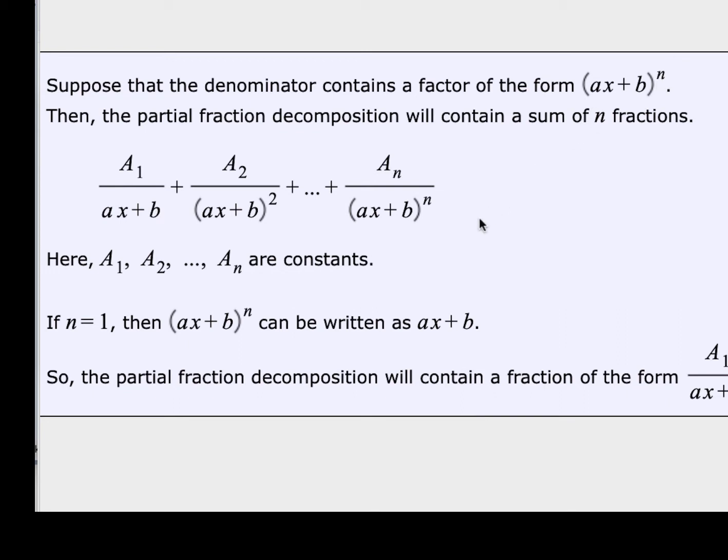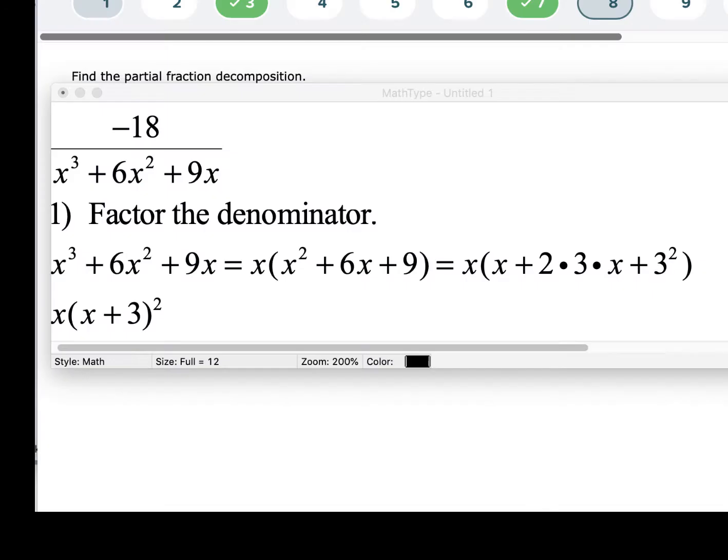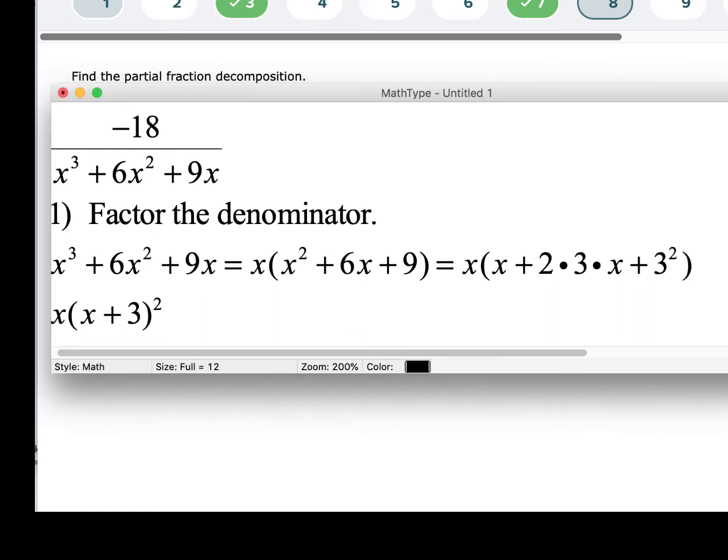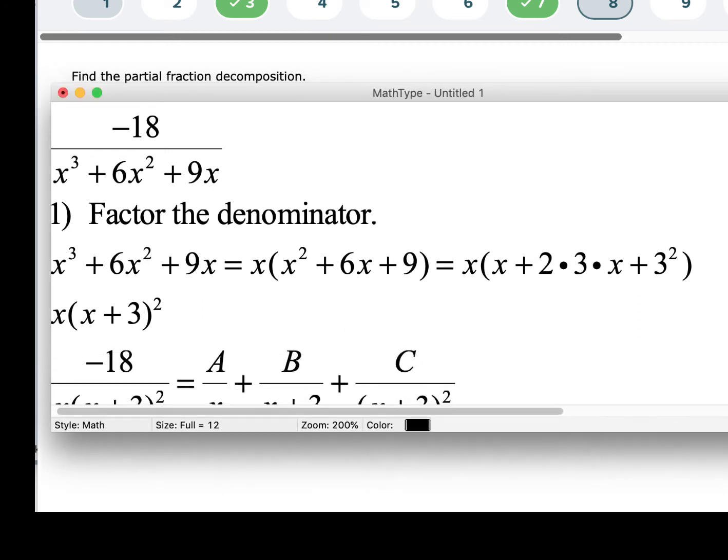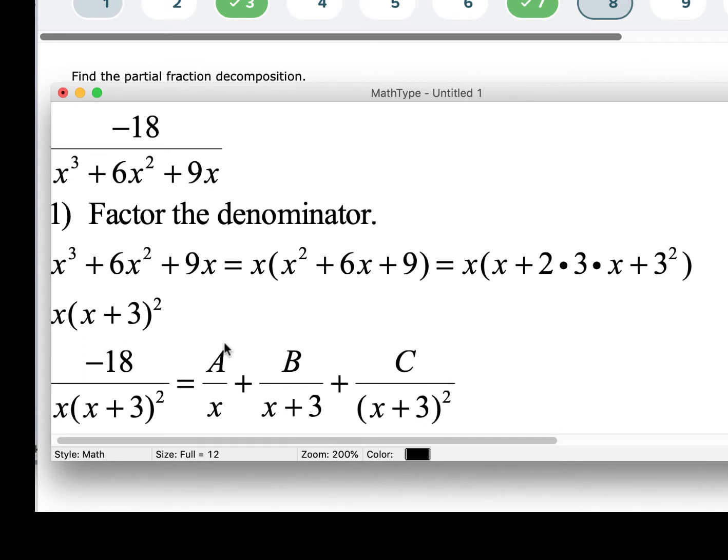So we're going to use that now to rewrite the rational expression. We'll rewrite it as A over x, that's the first factor, plus B over (x plus 3), plus C over (x plus 3) squared.